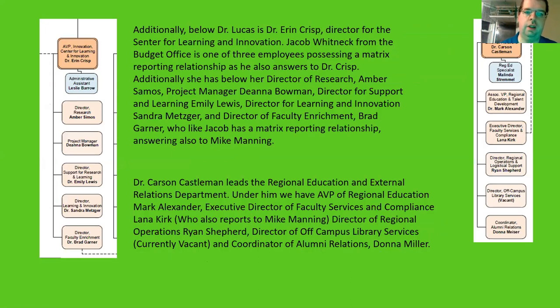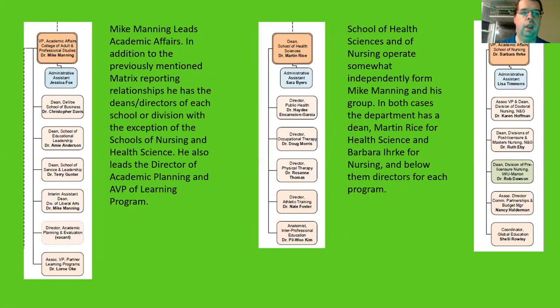Continuing our discussion of the different members of the Executive Council, we have our AVP for Innovation and Learning, Aaron Crisp, and VP of Regional Education, which is Dr. Carson Castleman. And then we also have Academic Affairs, and our School of Nursing and School of Health Sciences are so big they each have their own Academic Affairs department, with the main one here under Dr. Manning being the department that deals with all the other different schools.